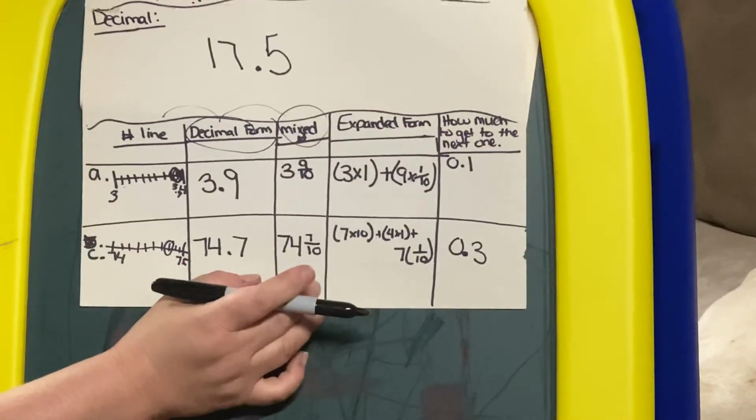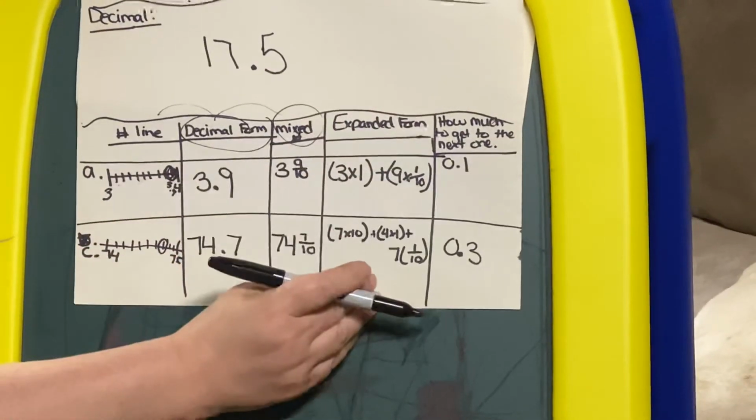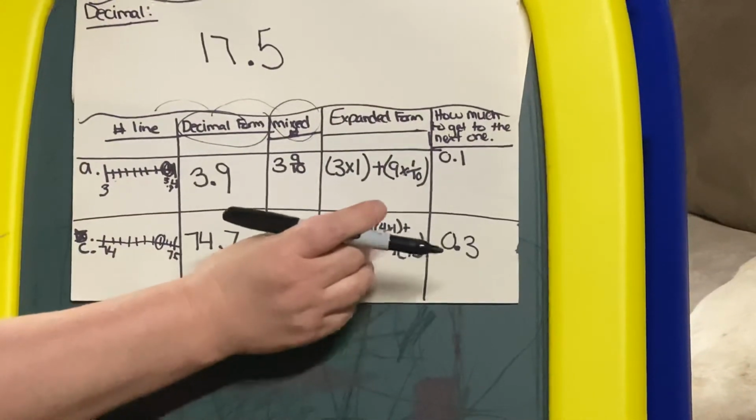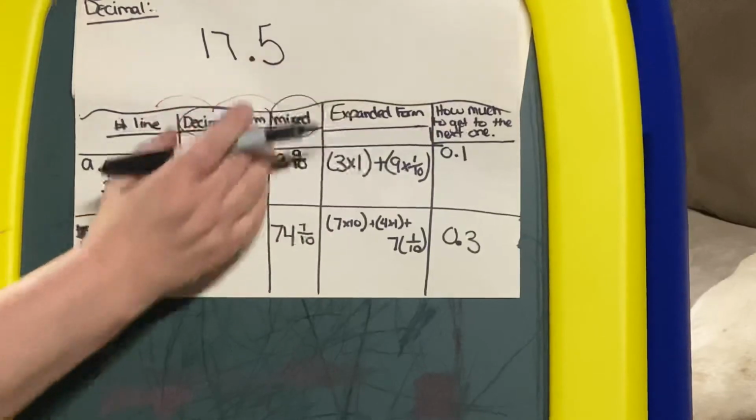So again, as you're working on this, focus more on your decimal and your mixed number form, because those are the most important. Do not focus as much on your expanded form. I would rather see you working right in this area.